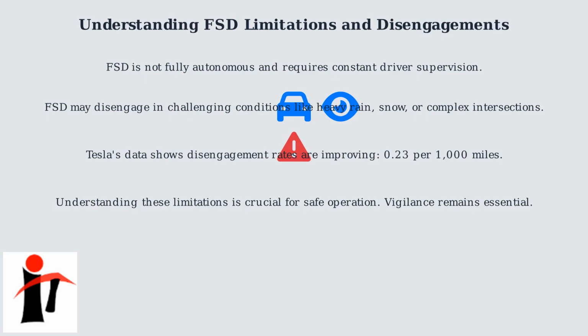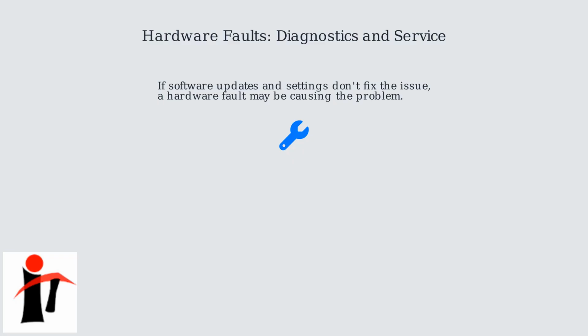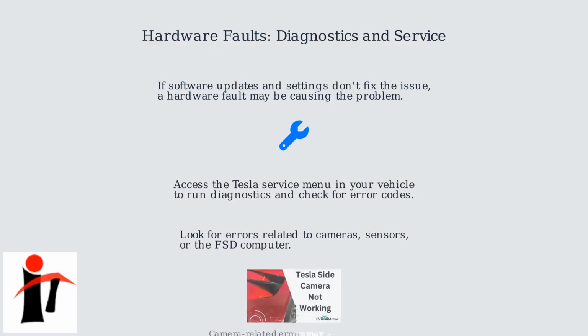Vigilance remains essential. If software updates and settings adjustments don't resolve the full self-driving issue, a hardware fault may be the culprit. Use the Tesla service menu to run diagnostics and check for any error codes related to cameras, sensors, or the FSD computer. Look for errors related to cameras, sensors, or the FSD computer. If you find errors, schedule a service appointment with Tesla to diagnose and repair the hardware issue. Hardware redundancy is key for safety, so don't ignore potential problems.